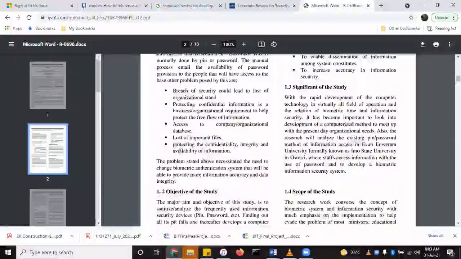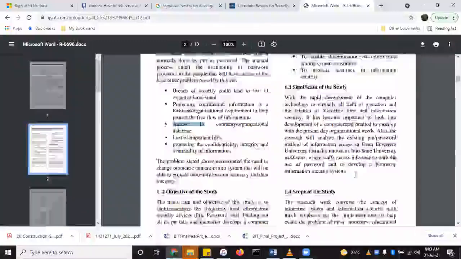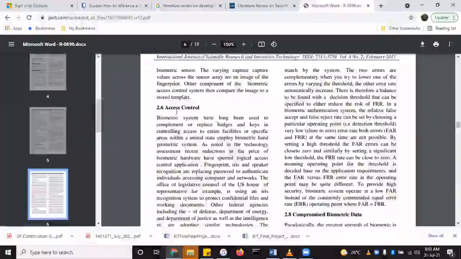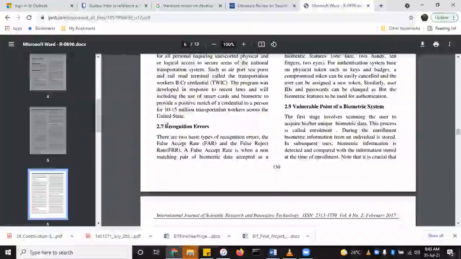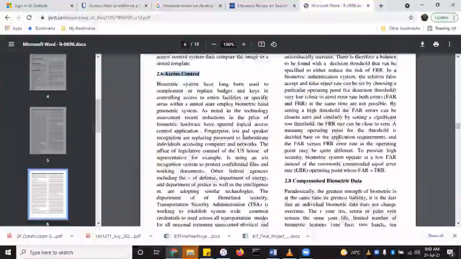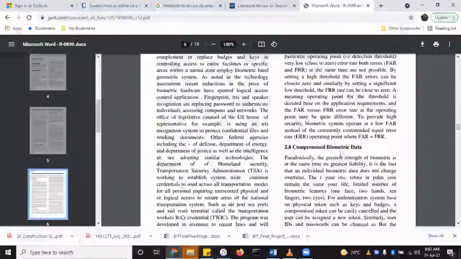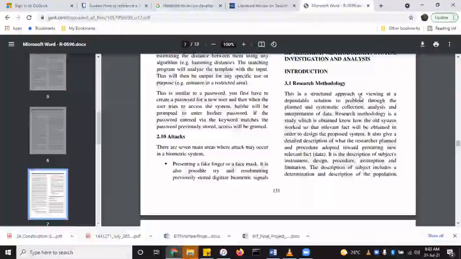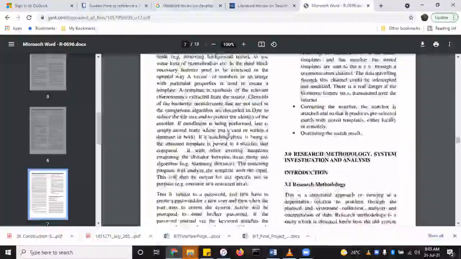Access control. So we had access. That's one of them. Access. Protection. So let's go down again. So let me see. Access control. Just going to look for the subheadings so I can capture them. Recognition errors, compromised biometric data, vulnerability points within biometric systems, attacks. Oh, great. So he's captured them, exactly.